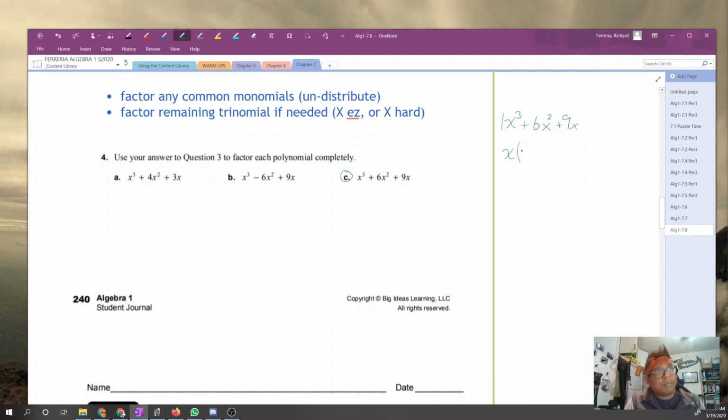Let's factor that out. Third power minus the first power, that's the second power, plus coefficient stays. Second power minus the first power, that's just x to the first power, plus 9. x to the first power minus x to the first power, that's x to the 0 power, which we know is 1. I'm going to be smarter this time and just put a 9 and not a 9 times 1.